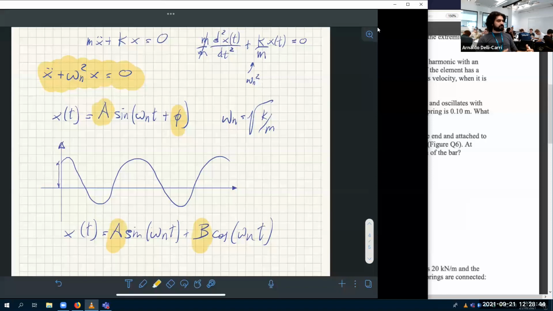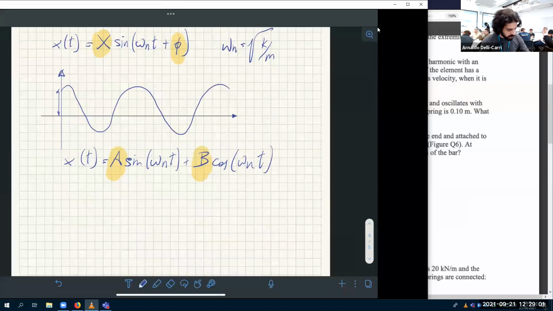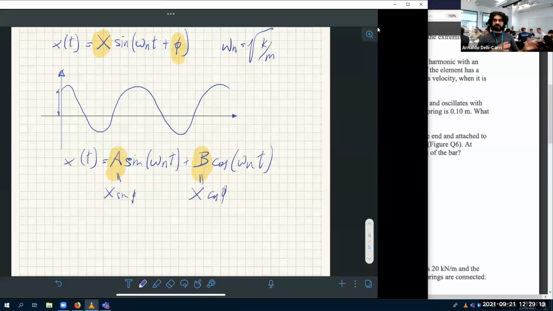And these two are connected. Let's call this C because otherwise it's confusing. Let's call this capital X. There you go. So the two formulations are connected by the fact that A is just X sine of phi, and B is just X cosine of phi. Okay, so you can pass from one to the other quite easily.